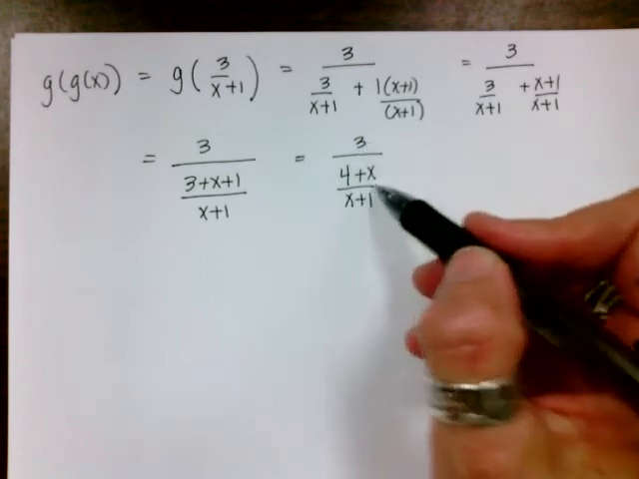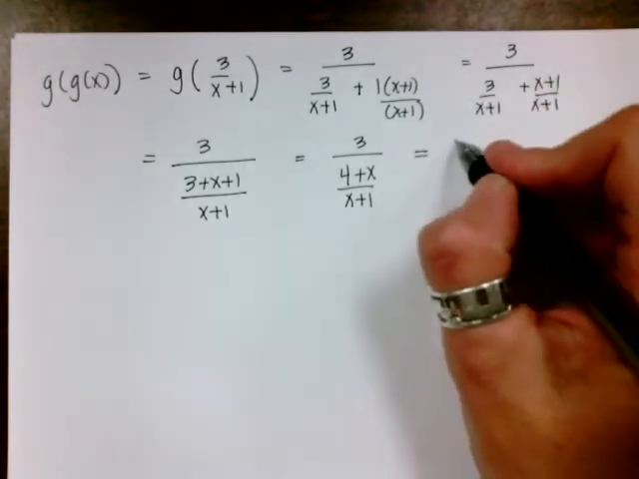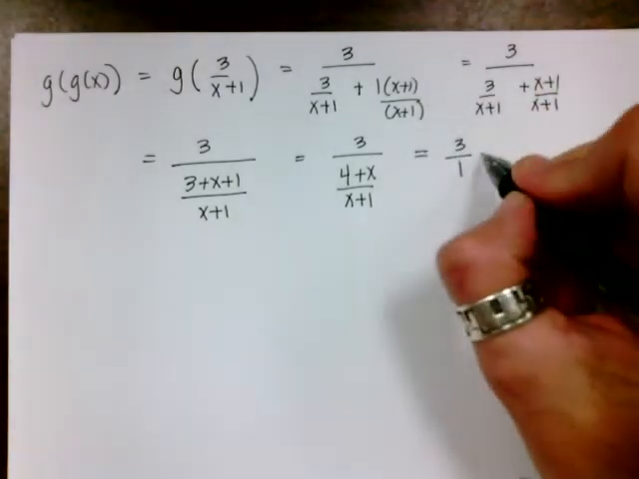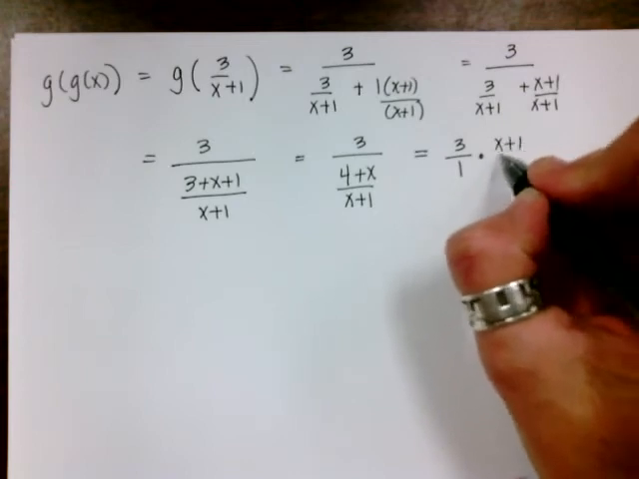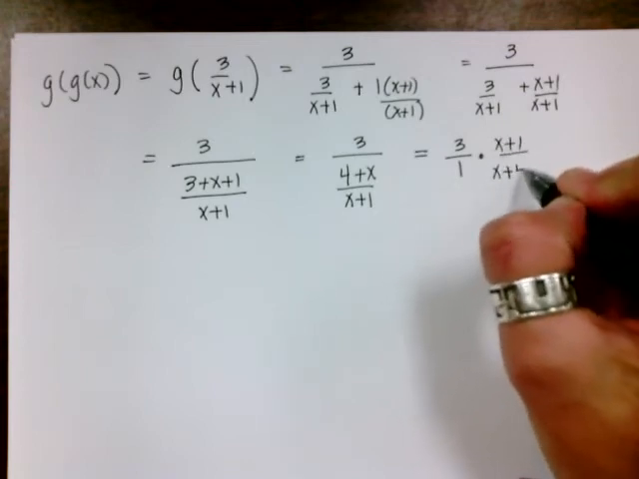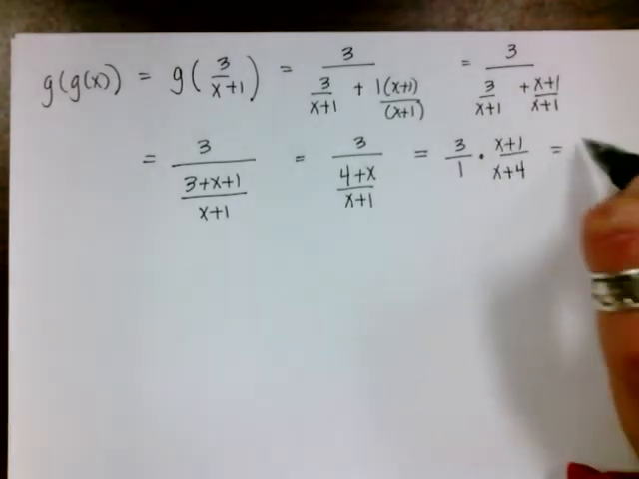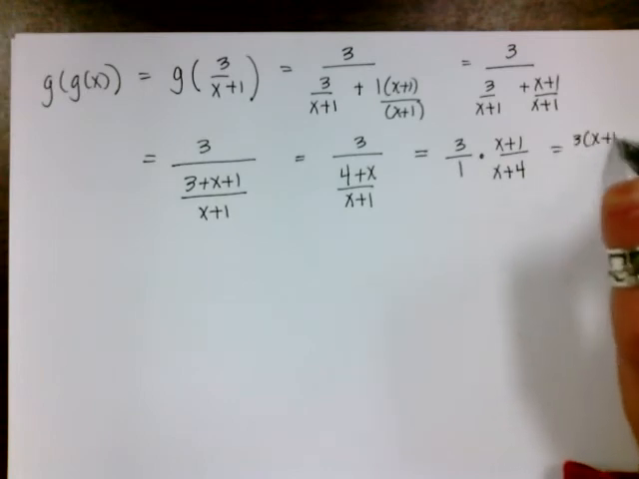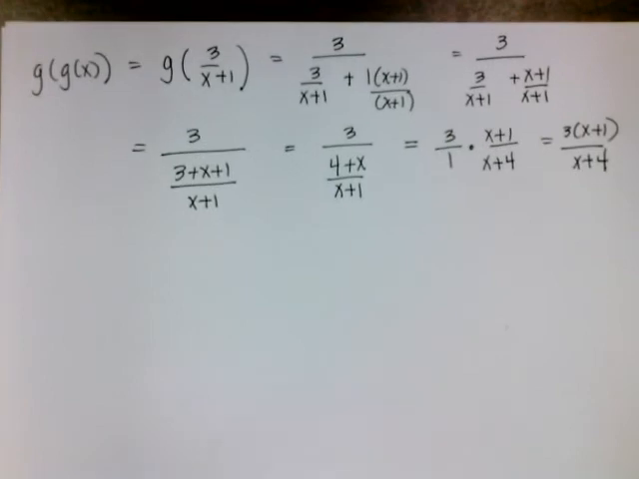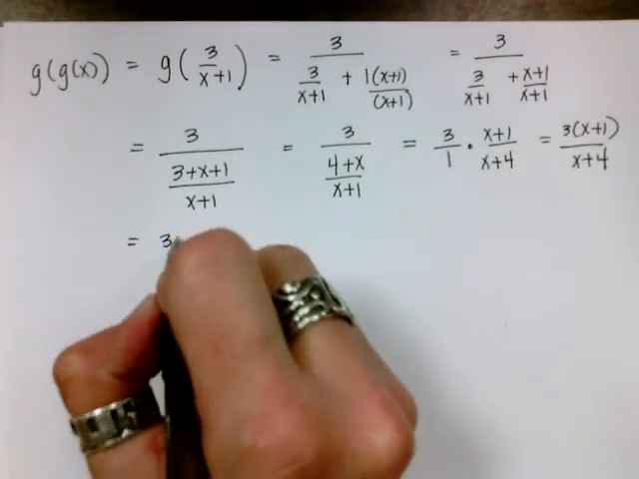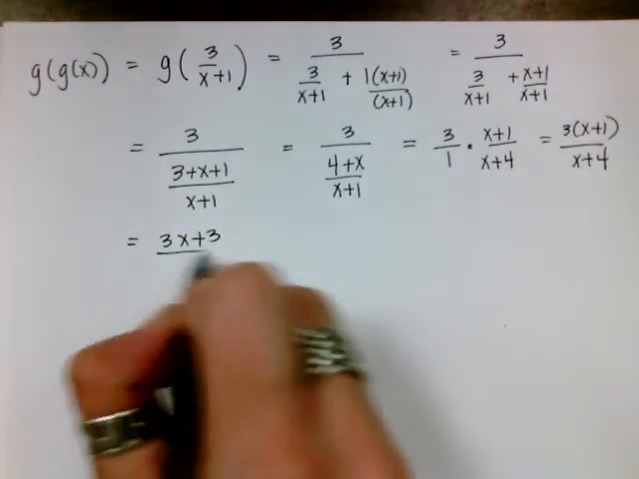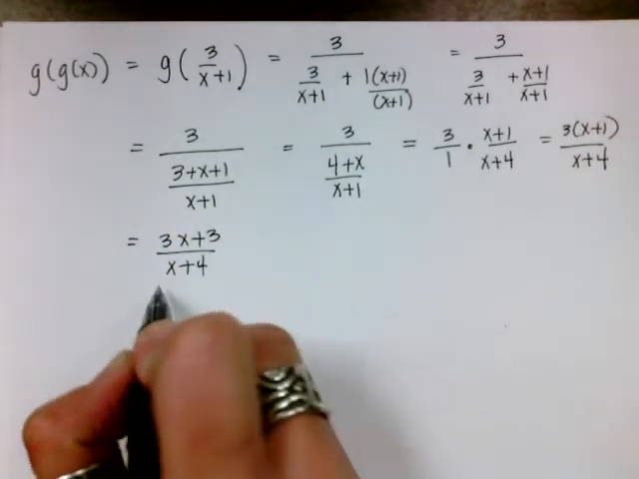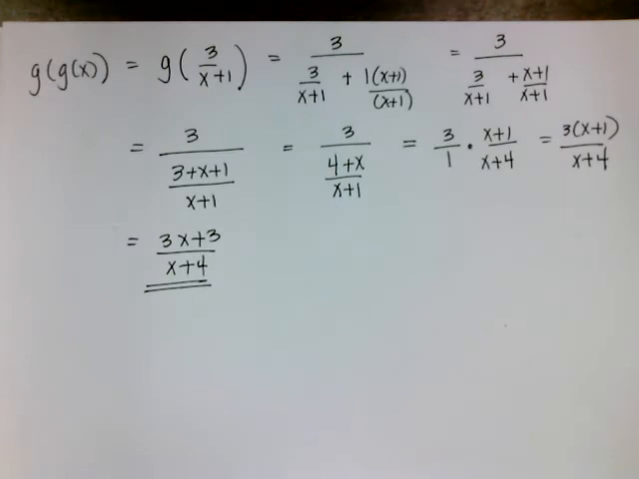But if I have a fraction divided by a fraction, I multiply by the reciprocal. So there's the numerator, and then I'm going to flip the denominator, and I'm going to rewrite it. So now I have 3 times x plus 1 over x plus 4. One last step, I'm going to distribute that 3, so this is going to be 3x plus 3 over x plus 4, and woohoo, I'm done. Alrighty.